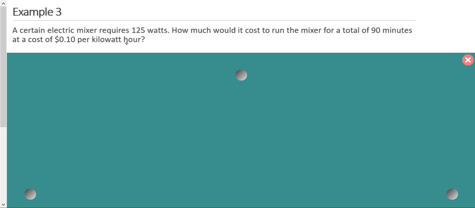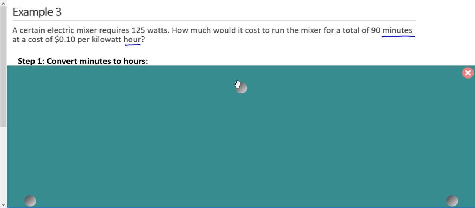So one of the first things we need to look at is that some of the units of measure do not match. We have hours and minutes, so we need to convert them to the same thing. Because we're being charged on kilowatt hours, we want to convert our minutes to hours. How many minutes are in an hour?